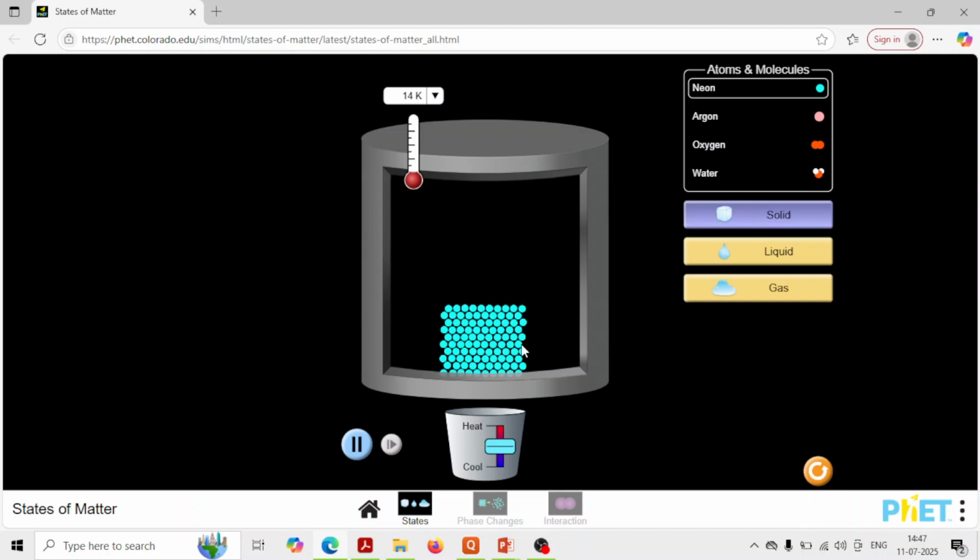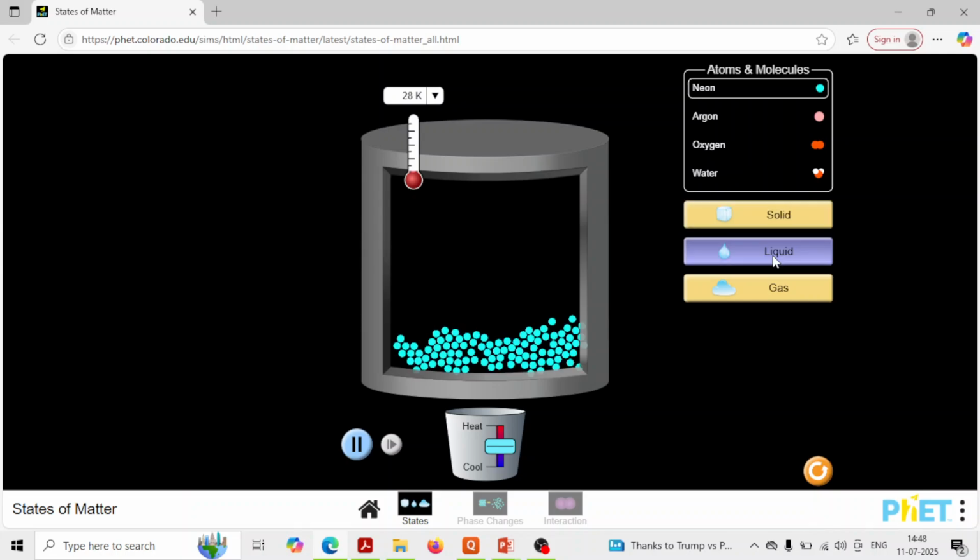So this is the solid state. You can see in this container a solid is kept where the molecules are tightly packed. They are held together by some force of attraction. It may be ionic attraction, covalent, or van der Waals, whatever. But there is a cohesive force, as well as an adhesive force, and it is working strongly, so they are held together.